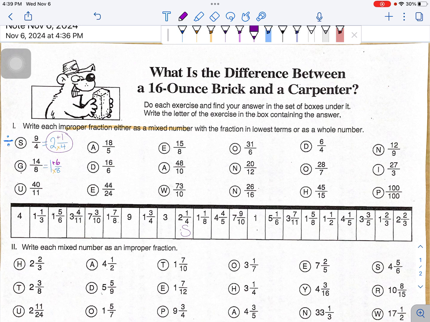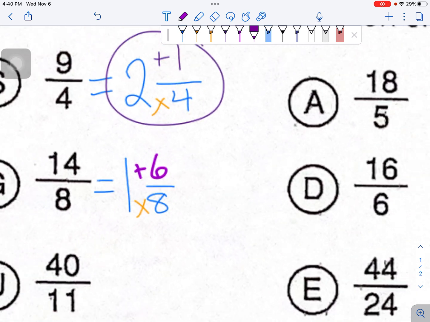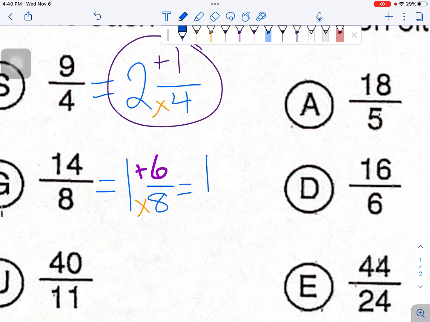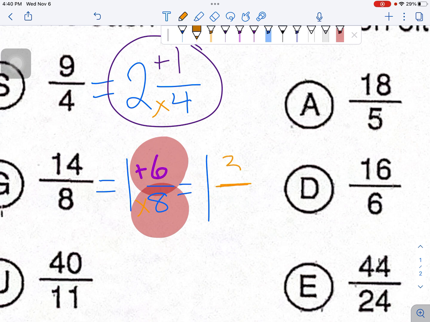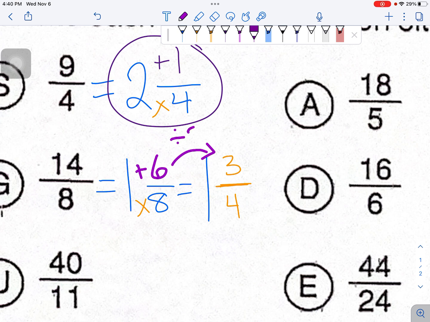That means we have to simplify. One of the big things that kids forget to do is keep the whole number. But now you need to look at these numerators and denominators and think, what's a common factor? What can I divide them both by? I can find half of both of those numbers. Half of 6 is 3, and half of 8 is 4. Another way of thinking about that is 6 divided by 2 is 3, and 8 divided by 2 is 4.